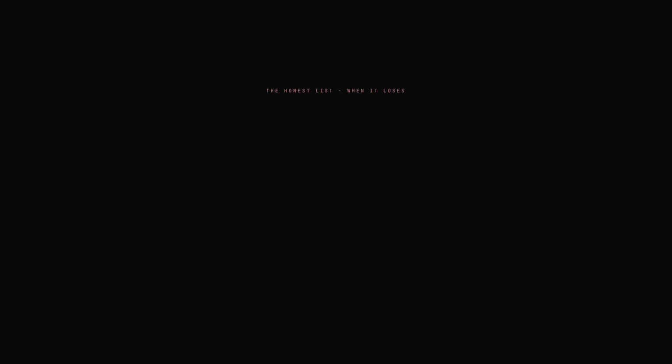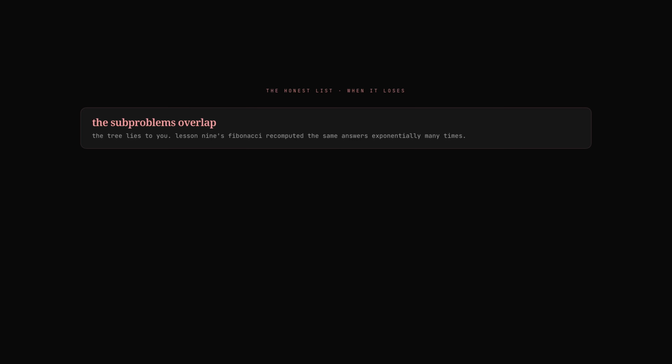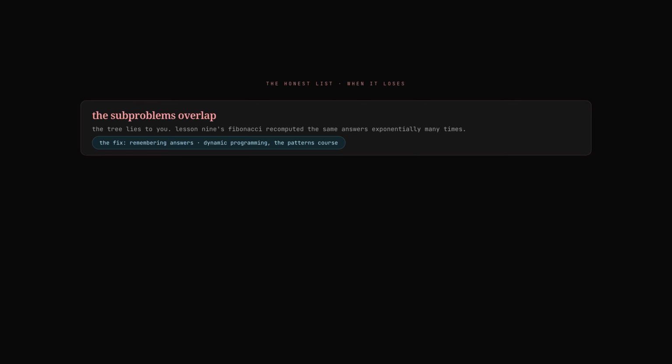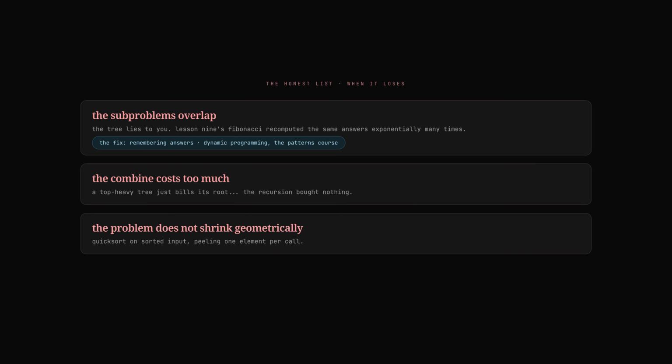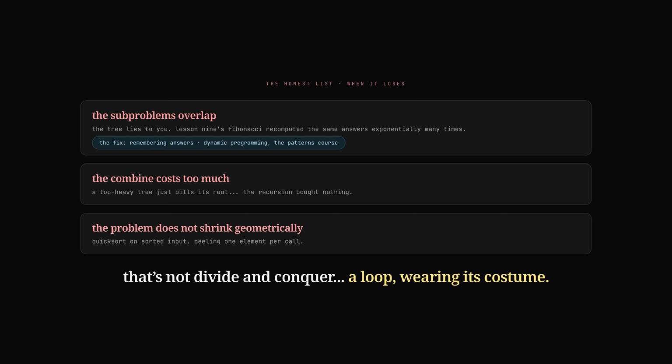Second, the honest list of when it loses. If the subproblems overlap, the tree lies to you. Lesson 9's Fibonacci recursed on overlapping inputs and recomputed the same answers exponentially many times. The fix, remembering answers, is dynamic programming. The patterns course owns it. If the combine costs too much, a top-heavy tree just bills its root, and the recursion bought nothing. And if the problem does not shrink geometrically, quicksort on sorted input, peeling 1 element per call, you don't have divide and conquer at all. You have a loop wearing its costume.